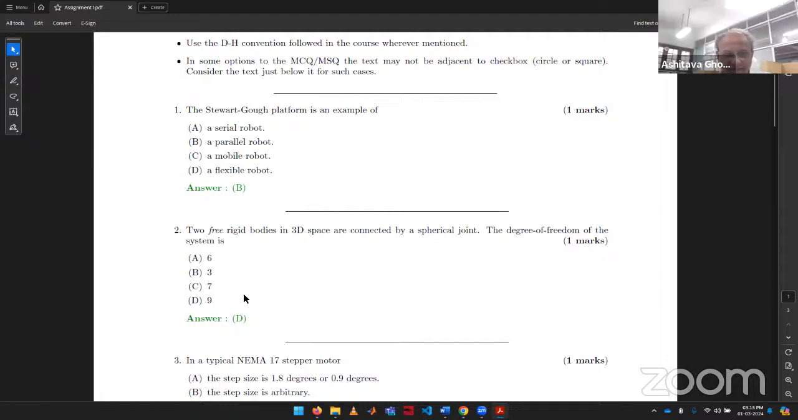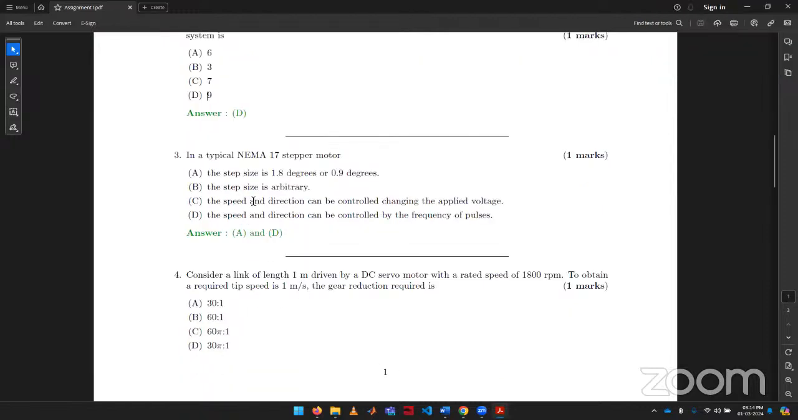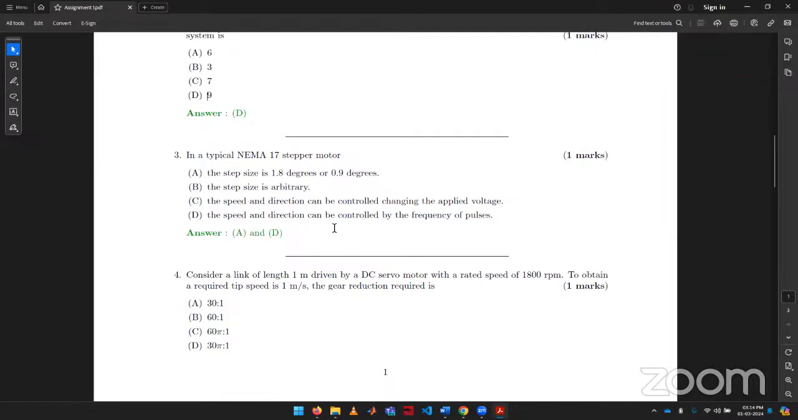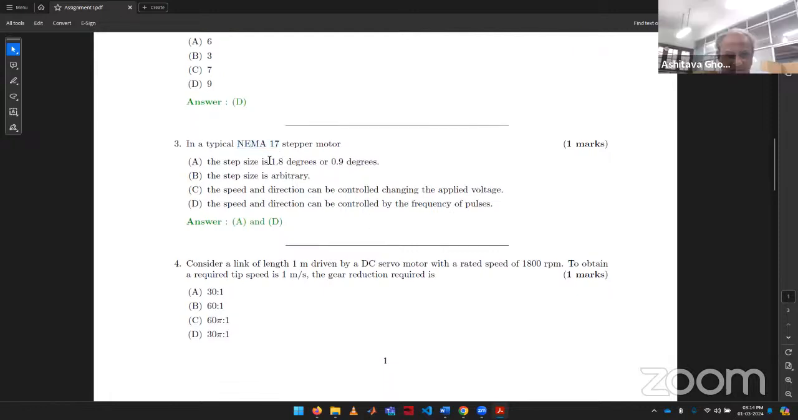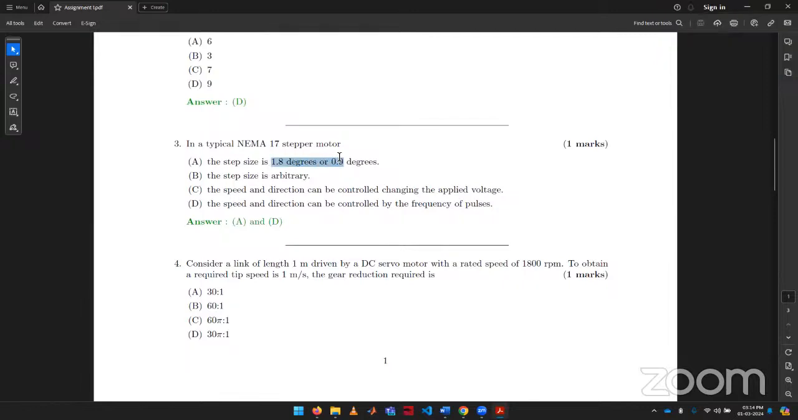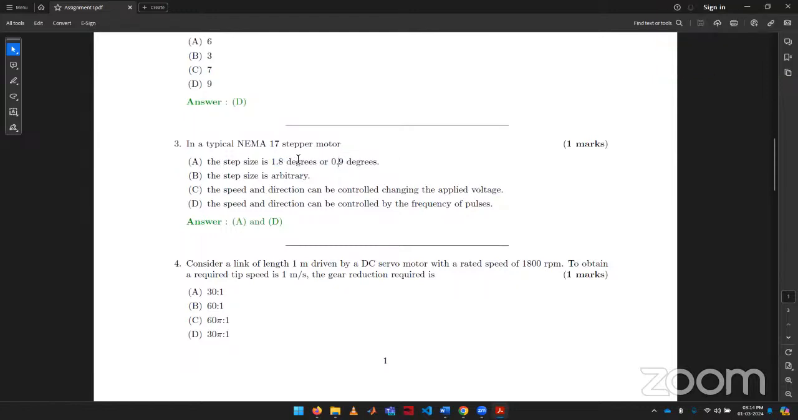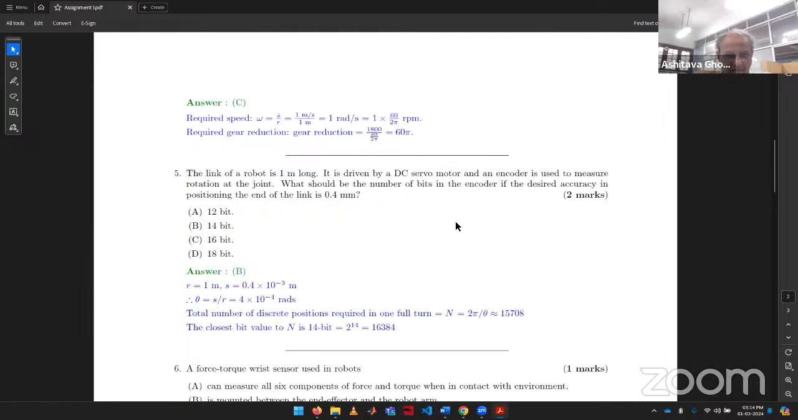Okay. Next question. Please go to the next. So these are very trivial ones. These are directly from the course videos which you saw. And this is a very typical measurement also. So yeah, the step sizes should be in this range. So it's like 360 divided by 200. And yeah, we can go in both directions using the PWM signals.